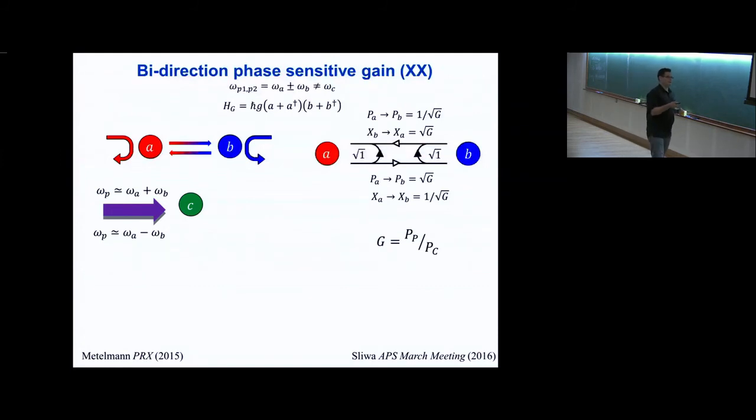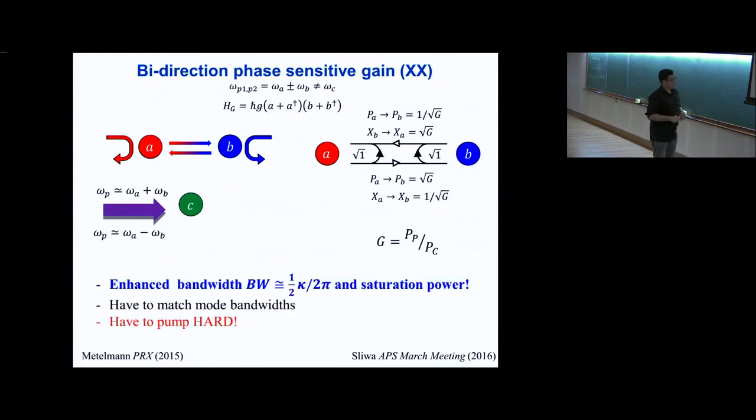First of all, the gain is no longer divergent. It's just linearly proportional to how hard you pump. That's going to turn out to be a good thing and a bad thing later. The other thing is that it doesn't suffer from this gain bandwidth limitation. Its bandwidth is always basically half the bandwidth you start with. So this is really exciting. There's one requirement, that you have to match the kappas of these 2 modes. We don't find that particularly onerous in the lab.